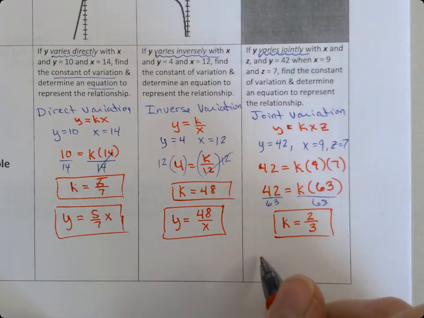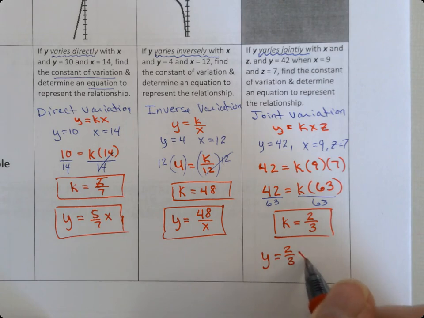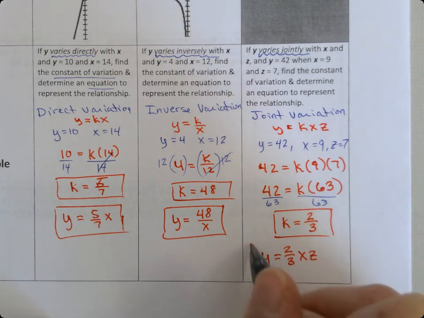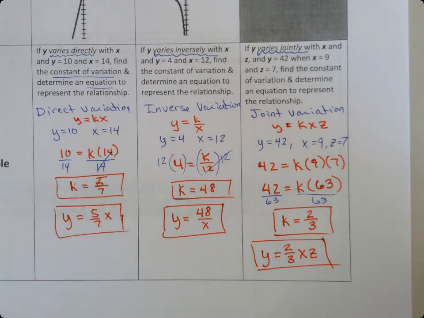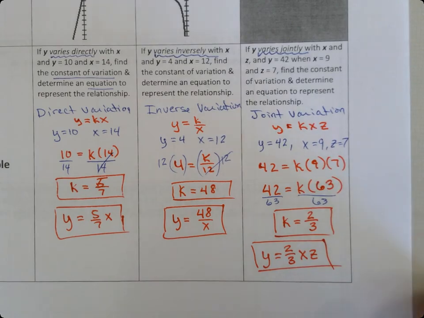What's your equation? Y equals 2/3 xz. That's it. That's how simple it should be. Now, it is easy to make mistakes, and you need to know the equations. Got it? Good? Can I flip?